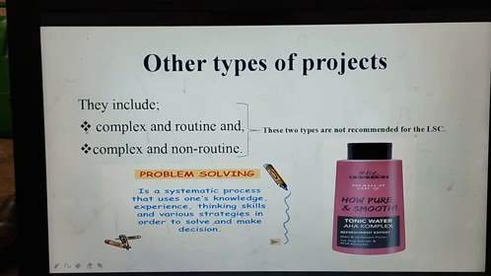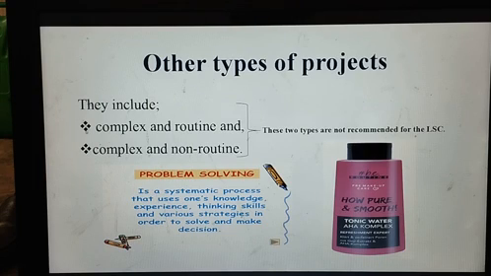So what is problem solving? It is a systematic process that uses one's knowledge. You use your own knowledge. The person who is solving that problem, you have to use your own knowledge, your experience, the thinking skills, and various strategies for you to come up with a decision to solve that problem. So that is the meaning of problem solving.